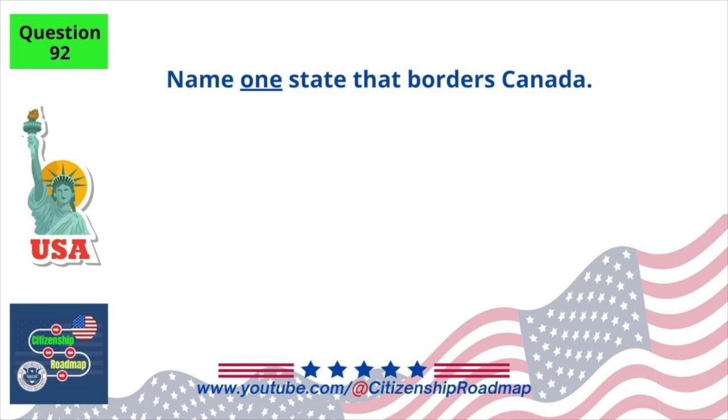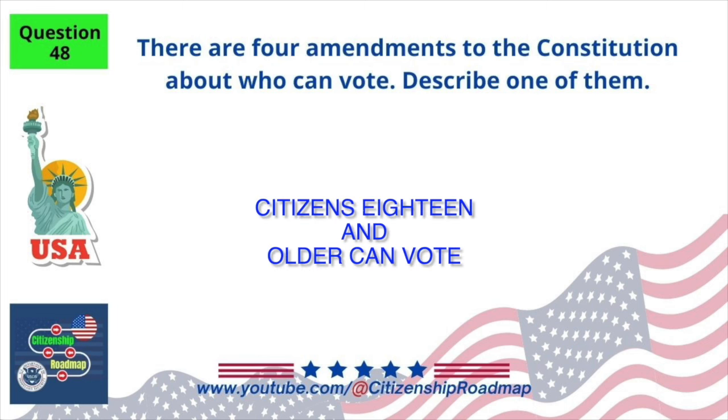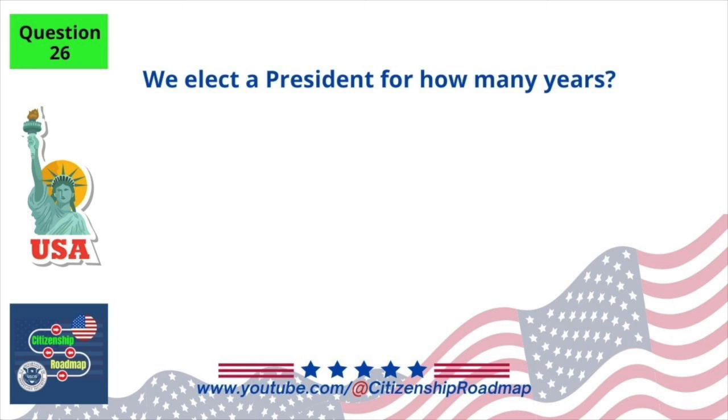Name one state that borders Canada. New York. There are four amendments to the Constitution about who can vote. Describe one of them. Citizens 18 and older can vote. We elect a president for how many years? 4.